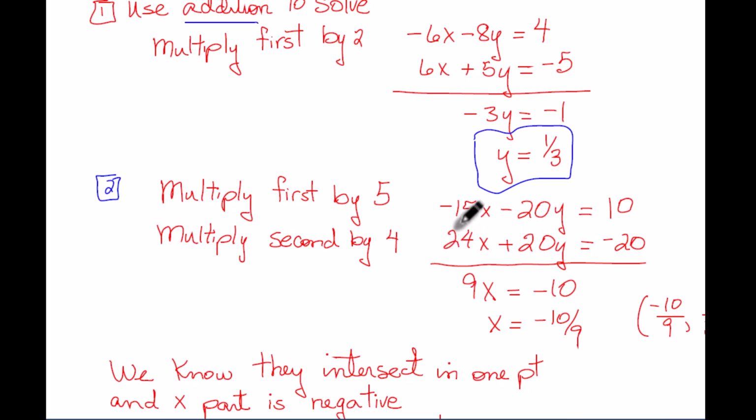Let's see, 24 minus 15 is 9. Got a 10 and a minus 20, so a minus 10. And so x is a minus 10/9. And the y value I found was 1/3. All right, so that was our x value.